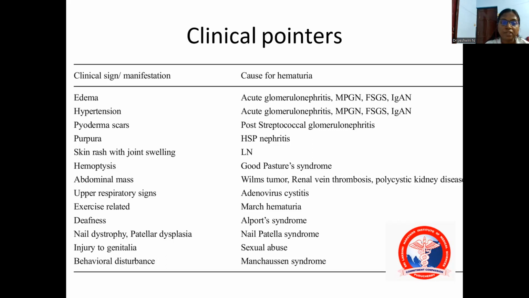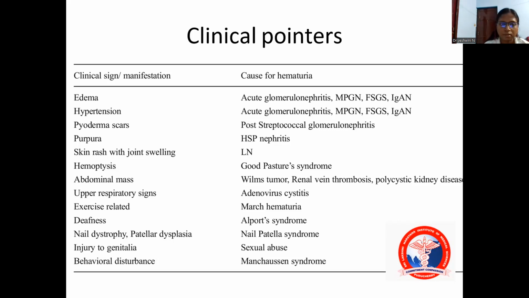Hemoptysis: so whenever you have hemoptysis with hematuria, where the kidney as well as the lung, both are affected, we'll think of Goodpasture. Goodpasture syndrome is nothing but an anti-glomerular basement membrane antibody disease, wherein this antibody will be present both in your lungs as well as your kidney, leading to hemoptysis and hematuria. So when you have these two things, think of Goodpasture.